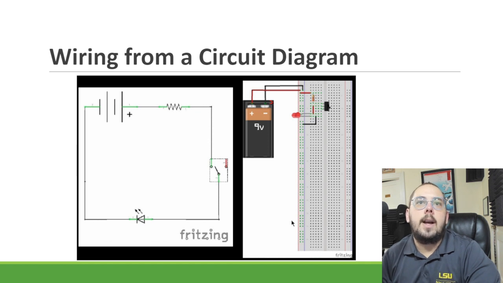All right, so wiring from a circuit diagram. This is the kind of diagram I mentioned that I'll use sometimes in my teaching compared to this one. So let's just look at this here. We've got a battery here. We go from the positive end to a resistor, to a switch, to an LED, to ground. So let's just follow this pathway using the real world components.